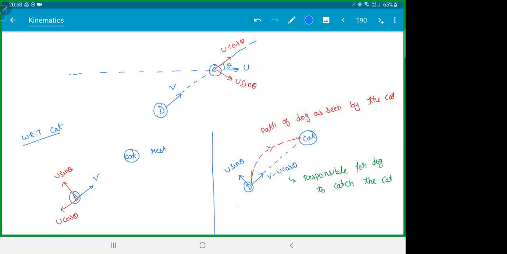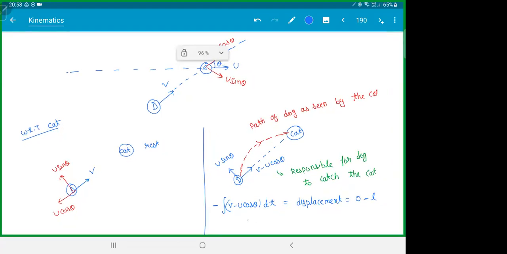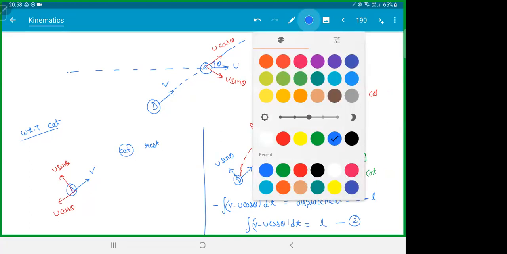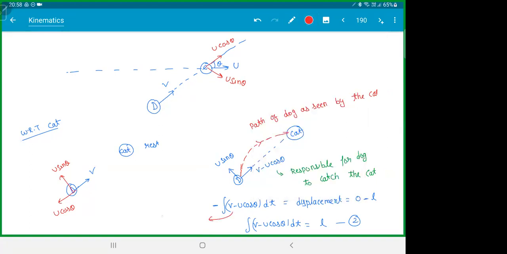So from there we get integral of v minus u cos theta, the relative velocity between them, dt should be equal to the displacement. Displacement is nothing but final minus initial position. Final position is 0 because they're meeting each other. Initial is L. This would be your second equation: integral of v minus u cos theta dt is equal to L. This is your v relative.